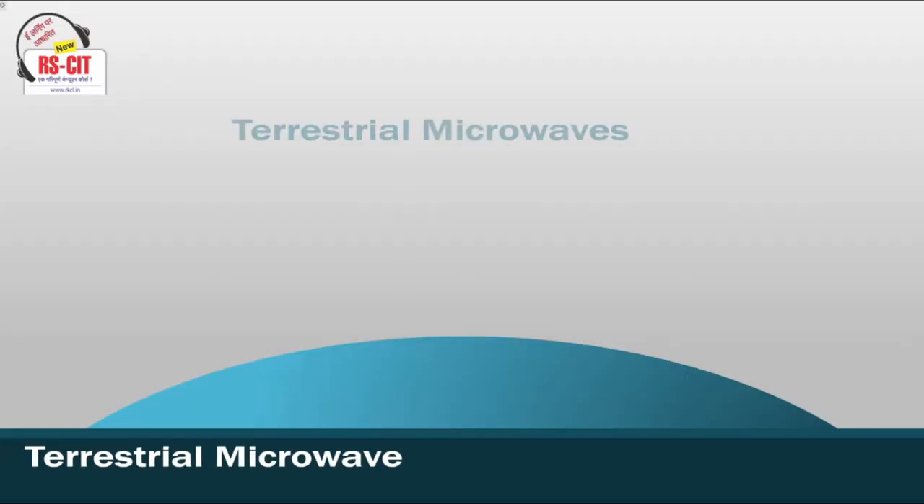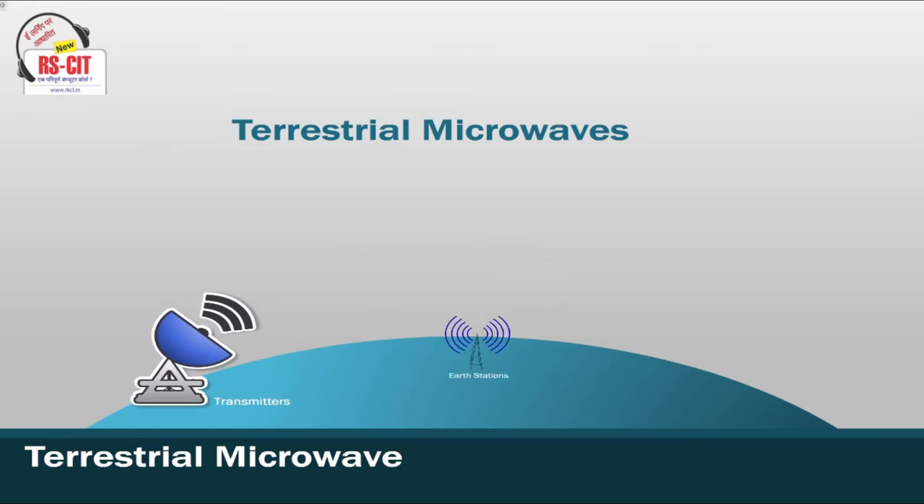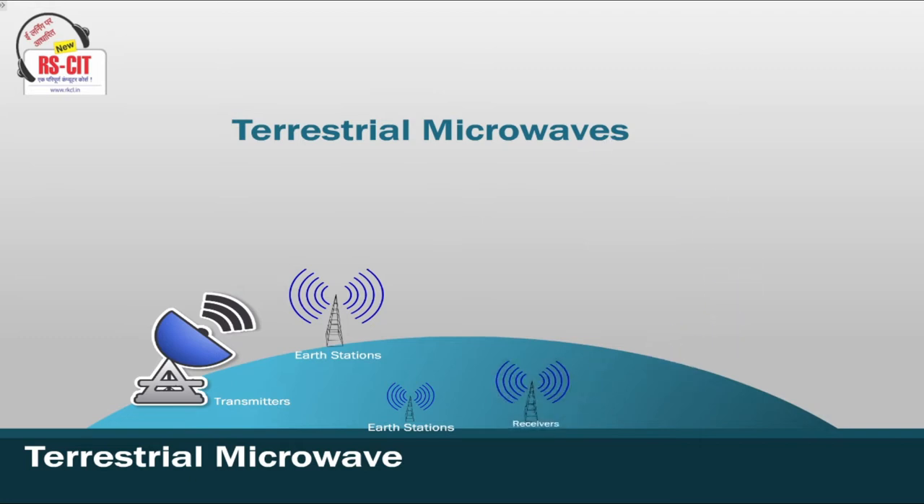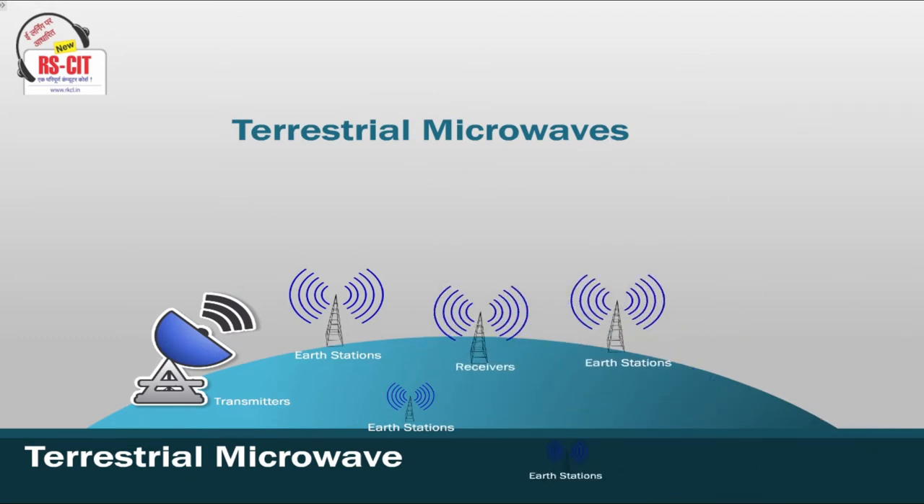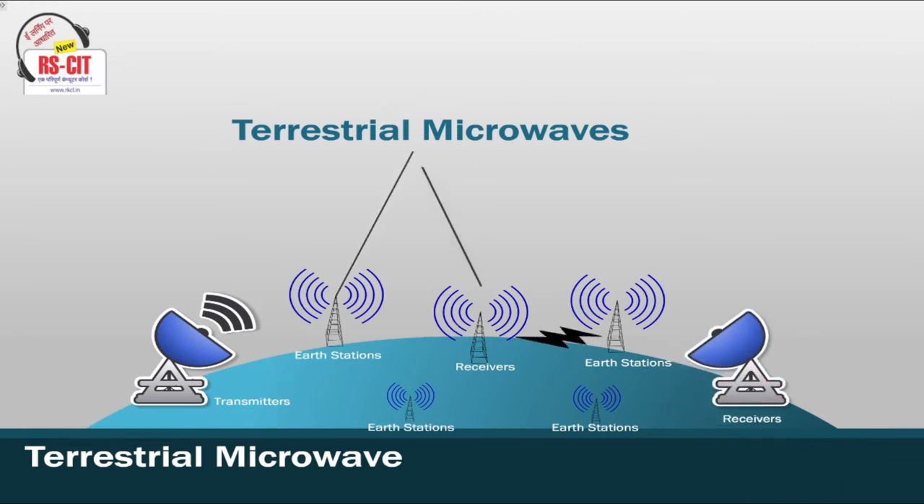Terrestrial microwave. Terrestrial microwave communication uses earth-based transmitters and receivers resembling satellite dishes. Terrestrial microwaves are in the low gigahertz range, which limits all communications to the line of sight. Relay stations are spaced approximately 48 kilometers, that is 30 miles, apart.